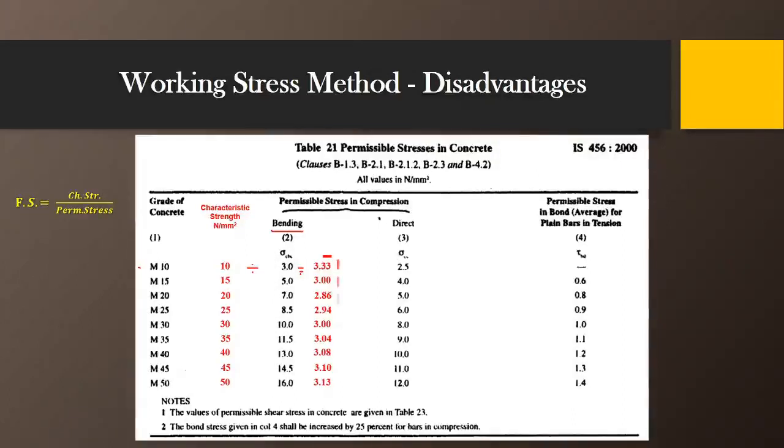So here you can observe that all these values are lying around 3. So that's why we can take an average or general value of factor of safety for concrete as 3. So this is the reason why we are using the statement that the factor of safety for concrete at 28 days characteristic strength will be considered as 3.